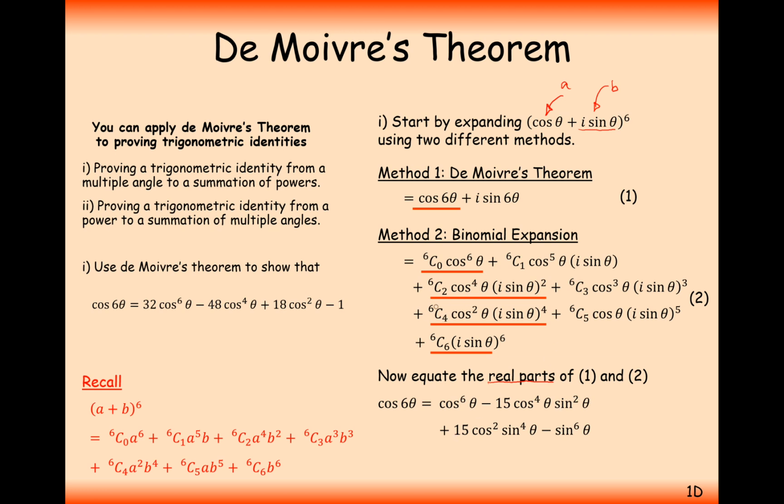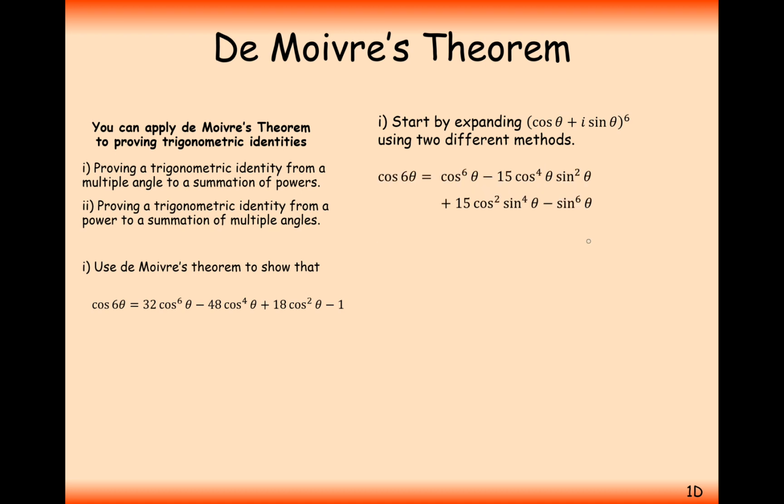Then we're going to do 6 choose 4, that's 15, i to the power of 4, that's plus 1 again, so it's plus 15 cos^2 θ sin^4 θ, and then minus sin^6 θ, because there's a 6 choose 6, which is just 1, and then i to the power of 6, that's a negative 1.